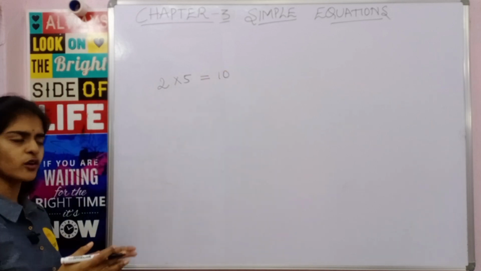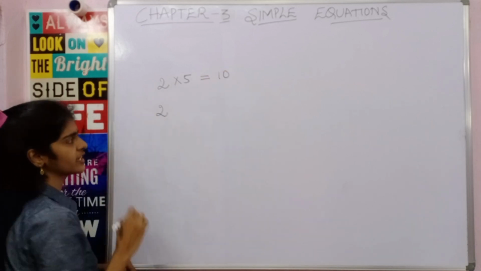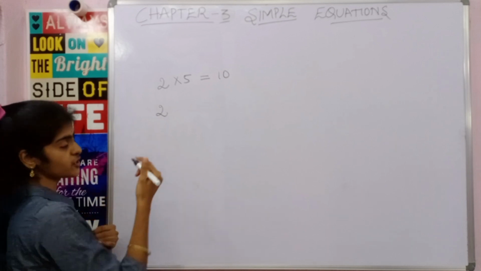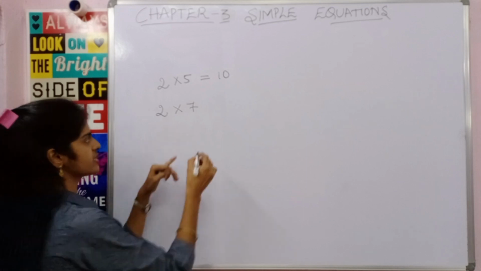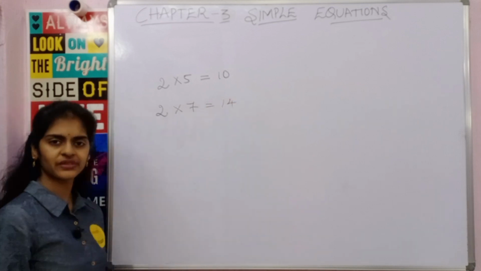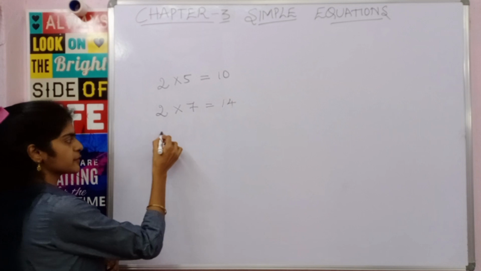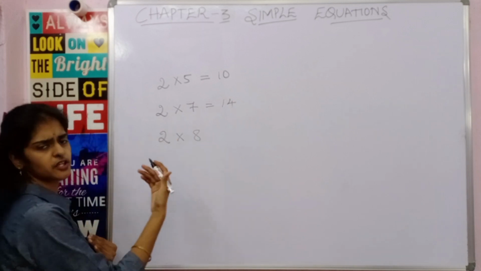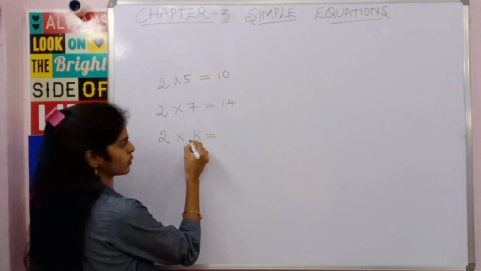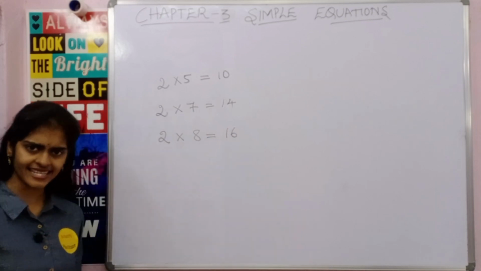Suppose the same 2 rupees chocolate, you have bought 7 chocolates. How much will you pay to the shopkeeper? It is nothing but 2 into 7, you pay 14 rupees. Suppose the same 2 rupees chocolate, you bought 8 chocolates. How much will you pay? It is nothing but 2 8s are 16 rupees. Are you getting it?